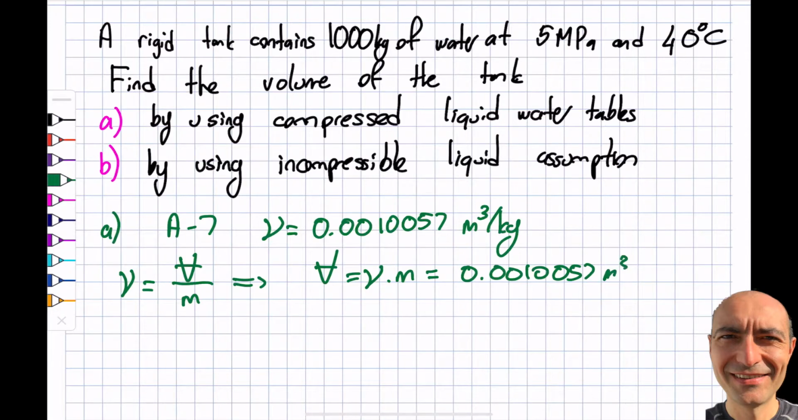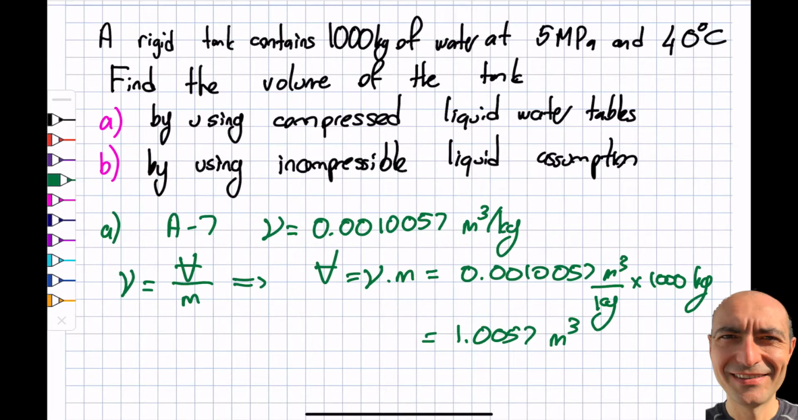This is 0.00157 meter cube per kilogram times 1000 kilograms. And if I do it, 1, 2, 3, yeah, 1.0057 meter cube is what I'm going to get. So this is the answer to the question, okay? Appropriate way.